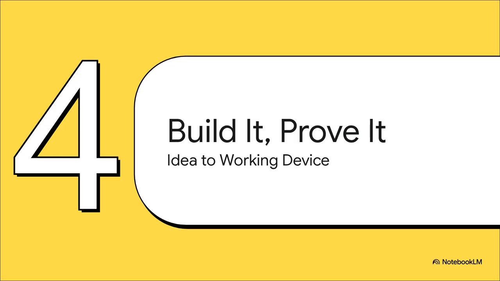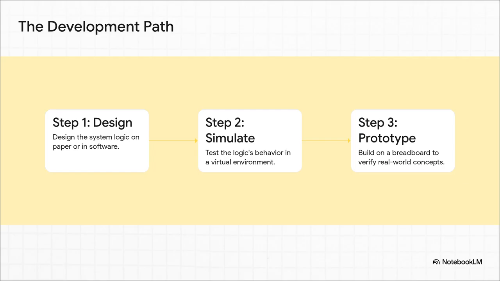And that brings us to our final section, part 4, build it, prove it. We've covered the theory. So how do we turn all this into a real, working, reliable device? You don't just jump straight into building the final thing. The smart path, the professional path, is to design your logic first, maybe on paper or in software. Then you simulate it to test its behavior and catch bugs early. Once that simulation looks good, then you build a simple prototype, maybe just on a breadboard, to make sure your core ideas actually work in the real world. Trust me, this process saves an incredible amount of time and frustration.